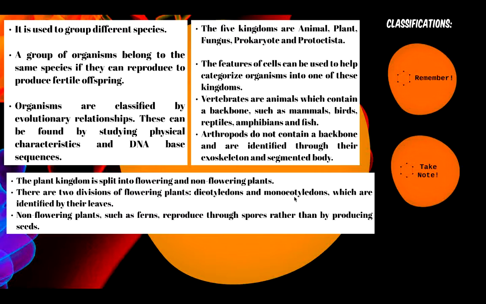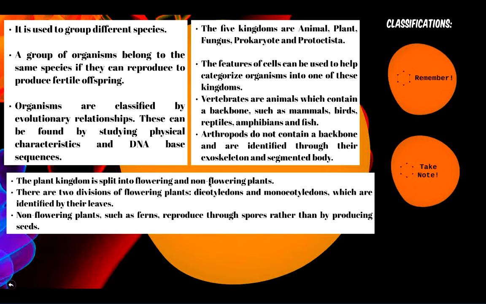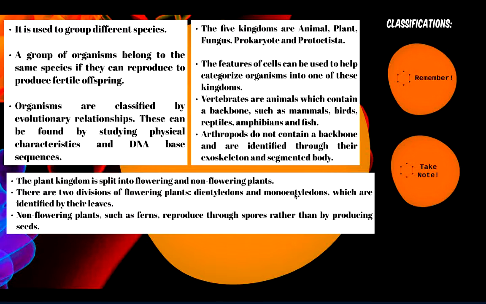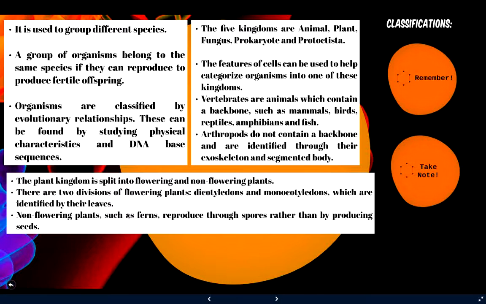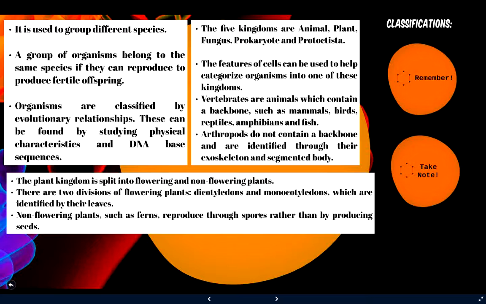The plant kingdom is split into flowering and non-flowering plants. There are 2 divisions of flowering plants, dicotyledon and monocotyledon, which are identified by their leaves. Non-flowering plants, also known as bryophytes, include ferns, liverworts and hornworts, and they reproduce through spores rather than by producing seeds.